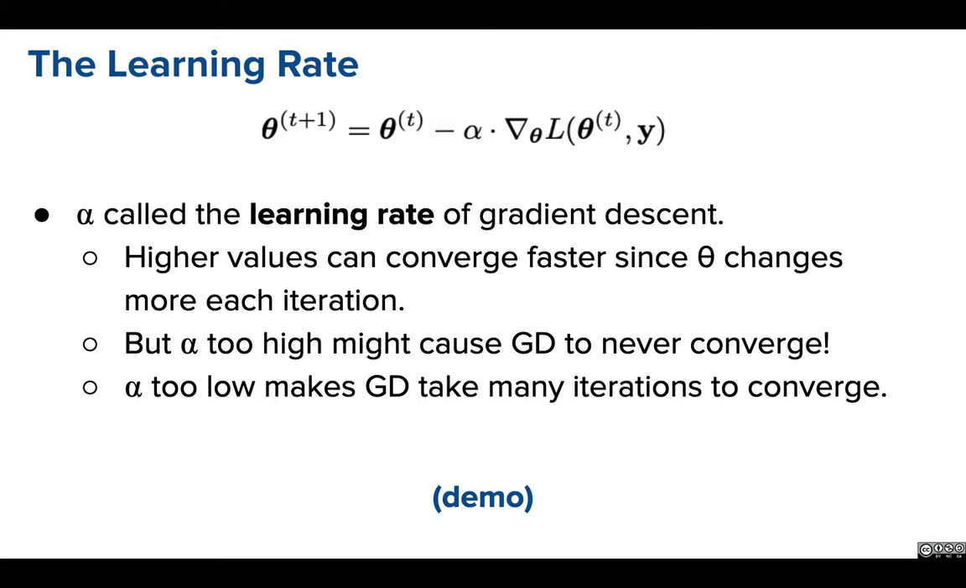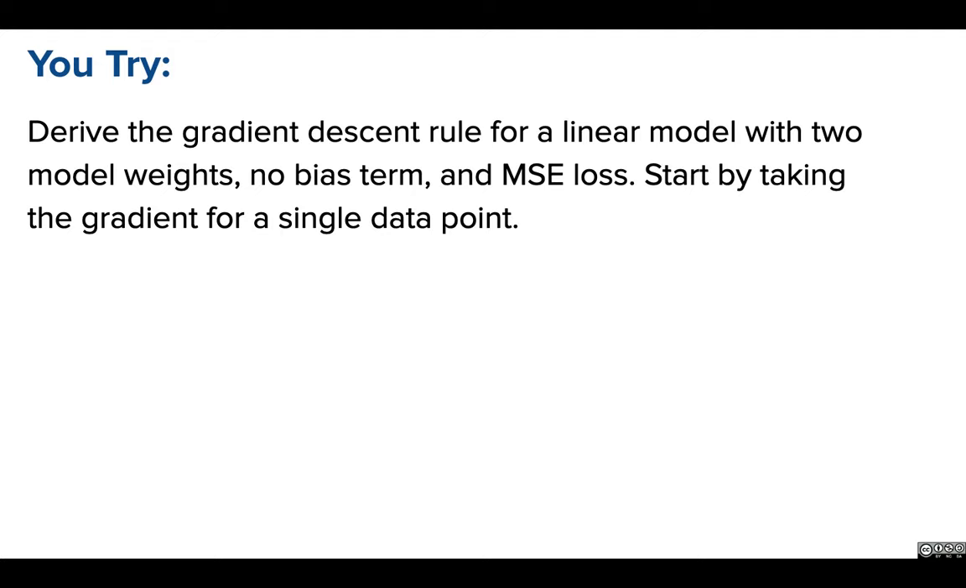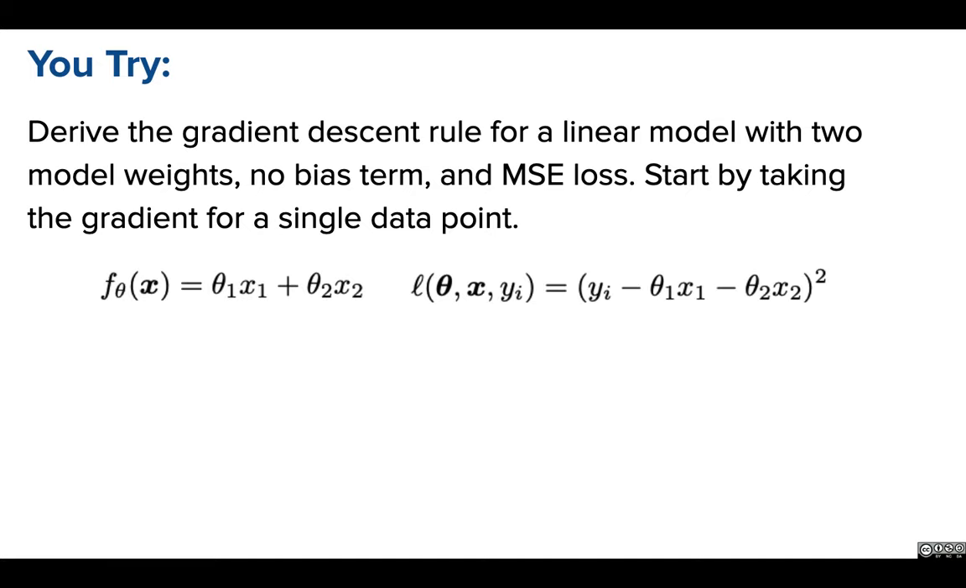Okay, all right, why don't you try it out? Derive the gradient descent update rule for a linear model with 2 model weights, no bias term, and the MSE loss. You can start by taking the gradient for a single data point. So here's the model, and here's the loss function for a single data point. What I want you to find is the gradient of this loss function.